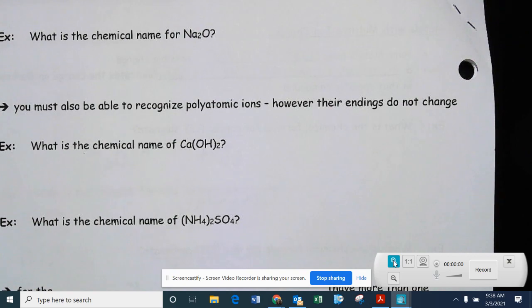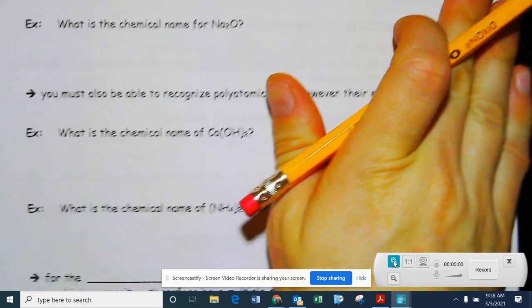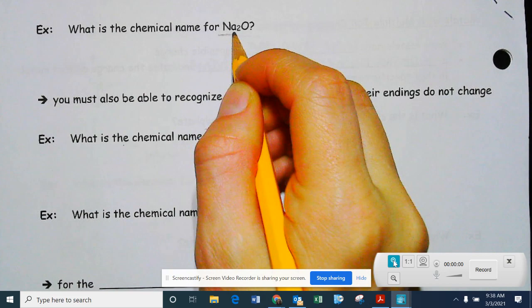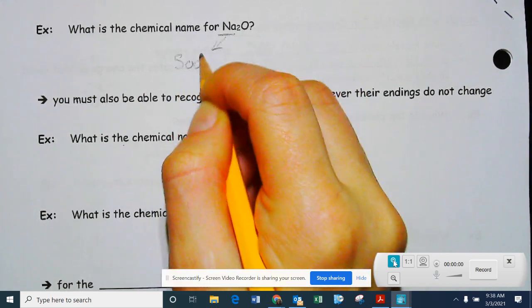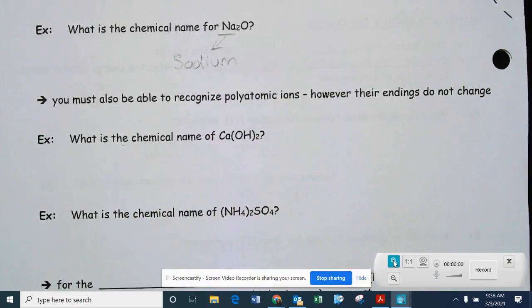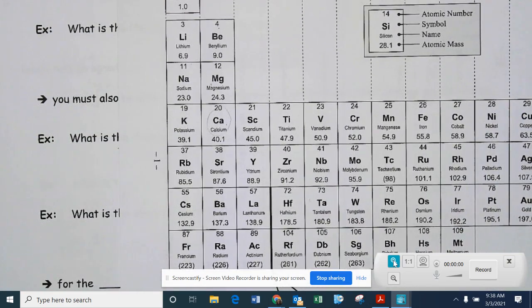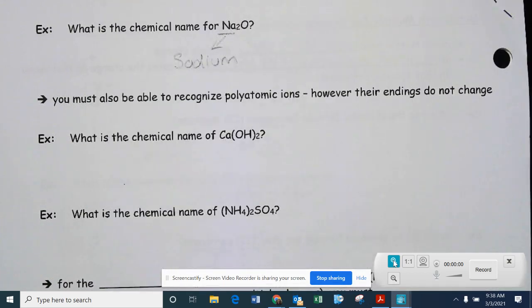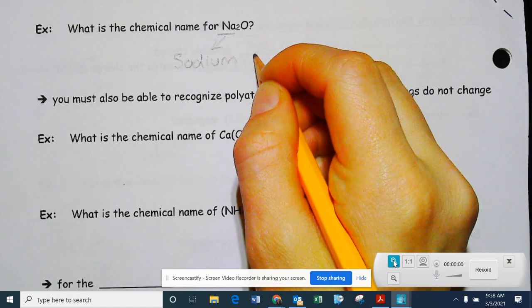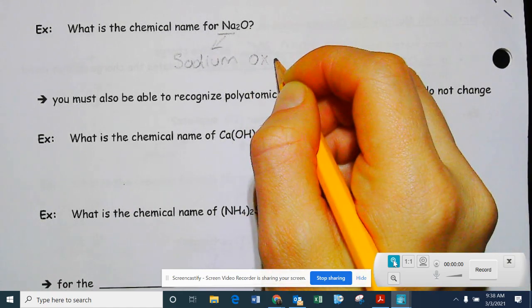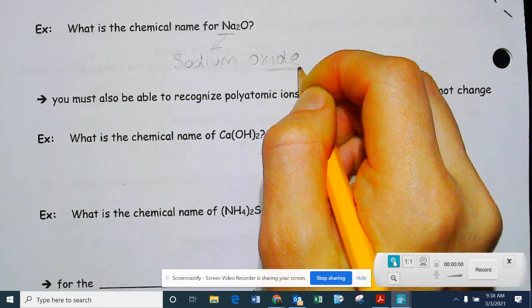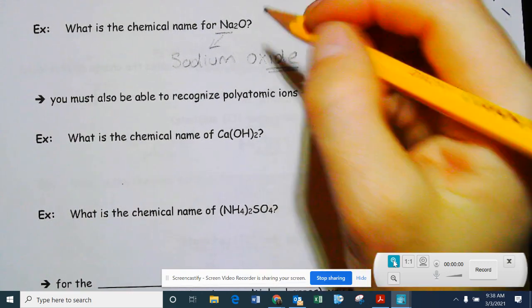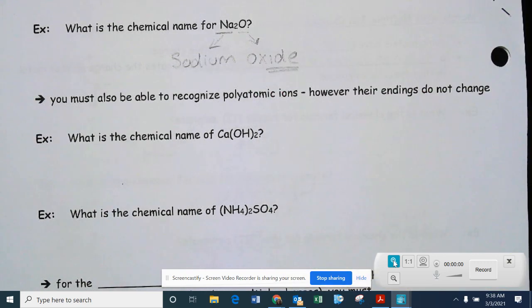Okay, so let's pop over to the next page here. Na2O. So what we're going to do here is go sodium. Now you guys, for sodium, do I need to specify the charge of it with Roman numerals? No, because we know that it always has a 1 plus charge, so I don't need to worry about that. And then oxygen, I'm changing the ending, so it's oxide. Got to remember to change that ending. So that's oxide. Sodium oxide.